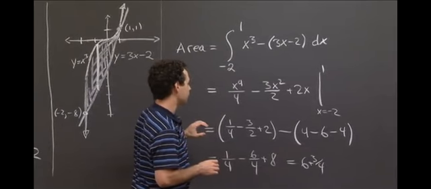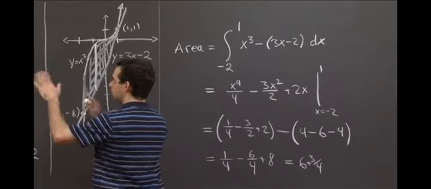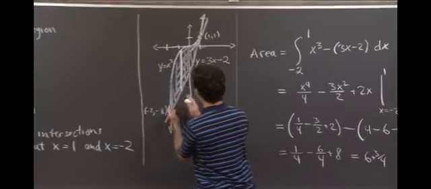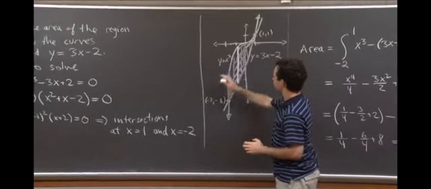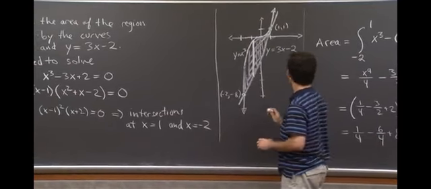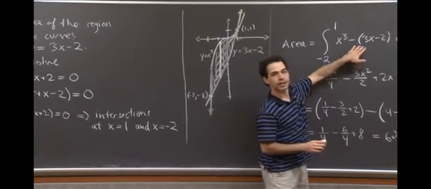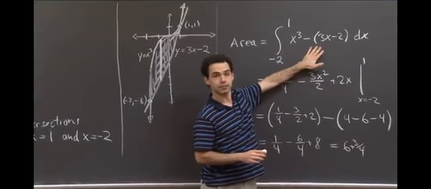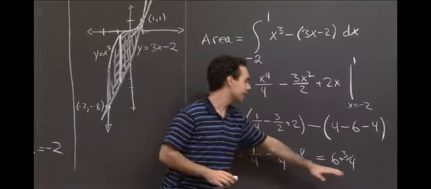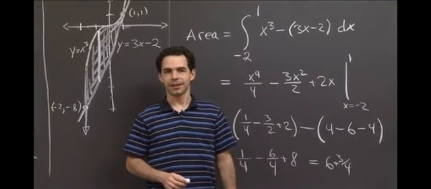So there you go. We had this region, and we found the endpoints of the interval. We found which was the top curve and which was the bottom curve, and that let us write down this integral, which was fairly easy to compute from that point on. Then we ended up with this as our final area. So I'll end there.